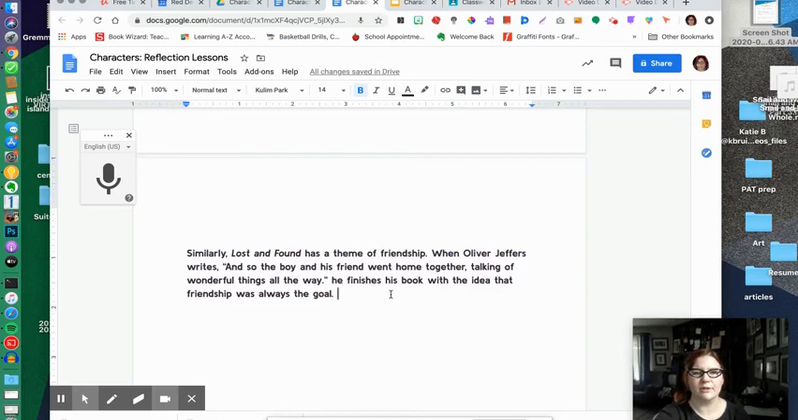Okay, you don't want to fill your paragraph too much with quotes, but you do definitely want to use probably 2 or 3 pieces of evidence from the book. They don't have to be direct quotes every time. You can just say, Oliver Jeffers ends his book talking about friendship. Okay, you're still mentioning the author, you're still using evidence from the book, but it's not a direct quote. So either one would work fine. Probably a combination of both is the best way.